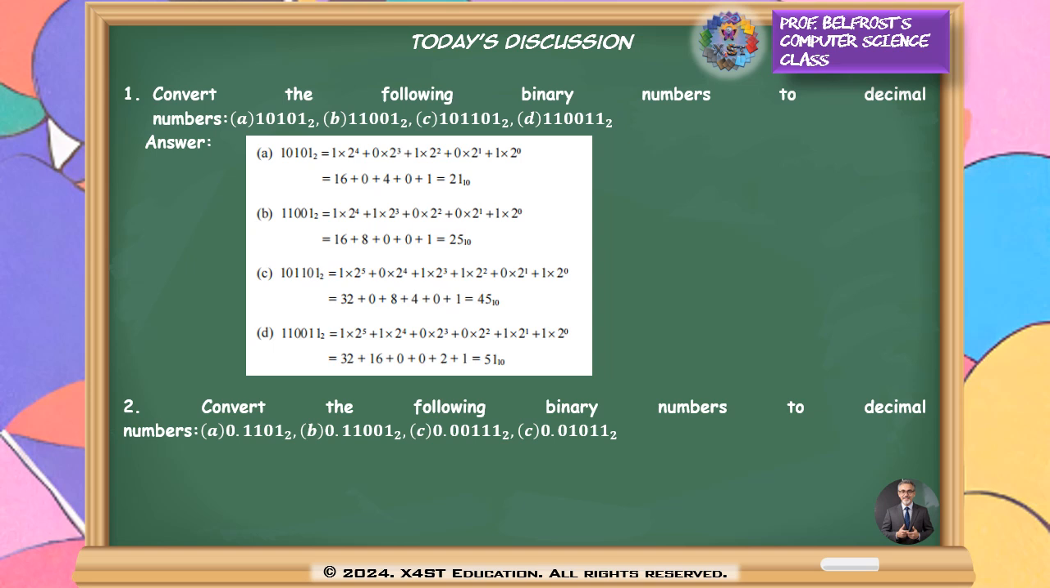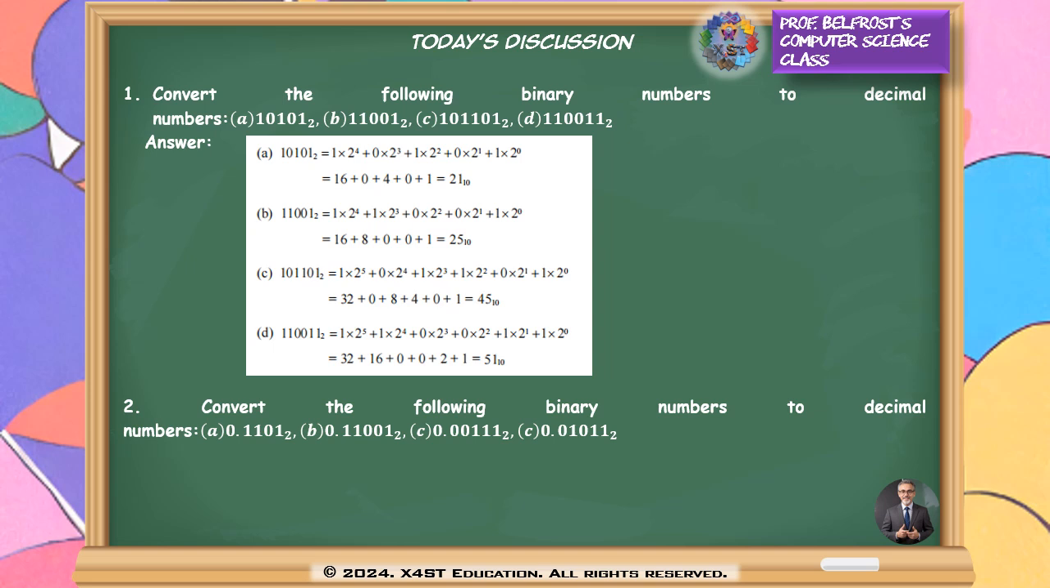Let's see. Number one, you are asked to convert the following binary numbers to decimal. There are A, B, C, and D. All of these are binary. If you want to convert binary to decimal, it's not very difficult. You just need to multiply each of the digits with its respective place value. Place value is the weight of the bit itself.